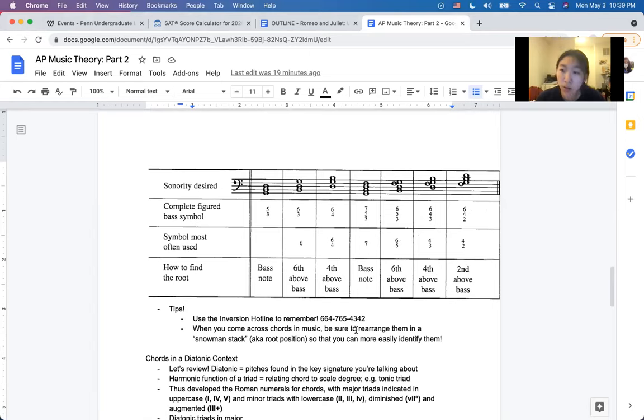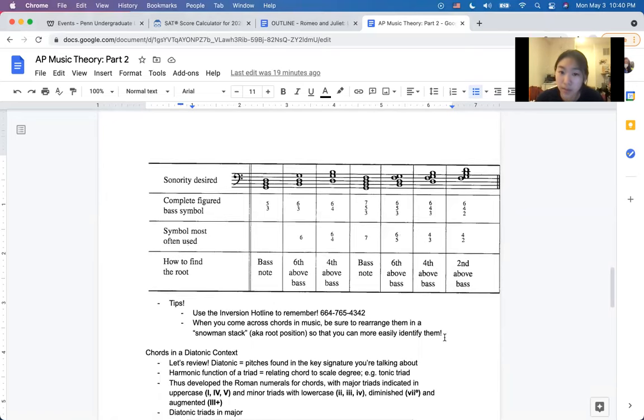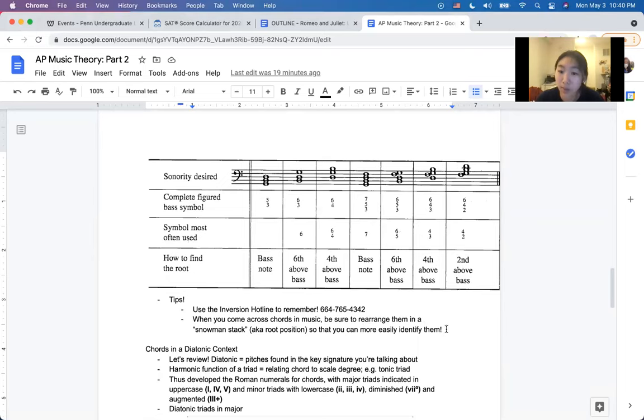When you come across chords in music or in a written melody score, you want to first rearrange them in a snowman stack, also known as rearranging the notes back into root position so that everything is a third apart. It's just so that you can more easily identify them, since the bass note is at the bottom.